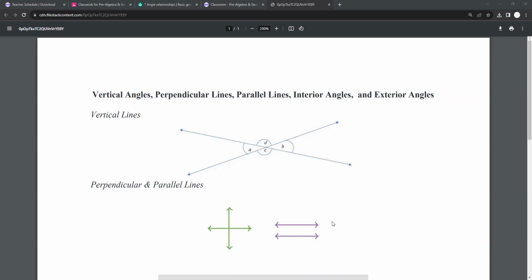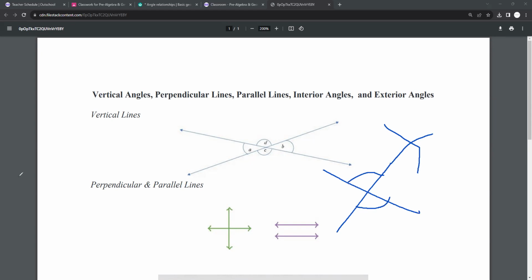Okay, so in this section, we are going over lines, vertical lines, perpendicular lines, angle relationships, and the different vocabulary words for the angle relationships. So here's the guide that I give. Here you see vertical lines are when two lines intersect. They make a perfect X, right? It's not a crooked X like that. It's a perfect X, which makes vertical angles.